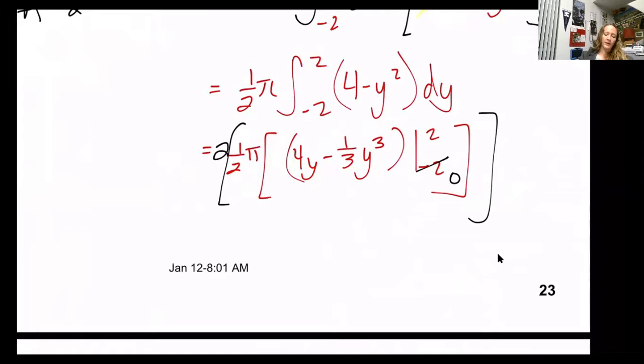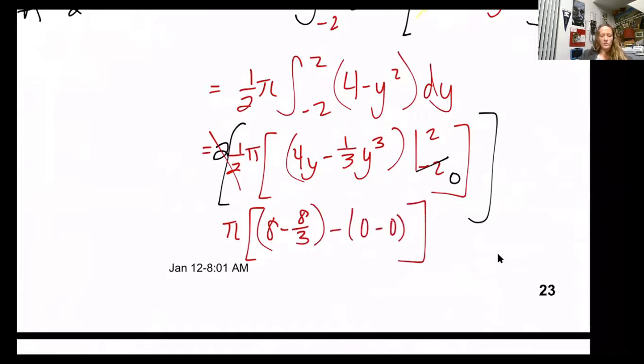If I do it that way, my life just gets a little bit easier as far as solving, because I just end up with a pi in front, and I only have to plug in a 2: 4 times 2, that's 8, minus 2 cubed is 8 over 3, minus, and then the nice thing is now I just have a 0. And I end up with 8 is 24 thirds. 24 thirds minus 8 thirds is 16 thirds. I have 16 thirds pi.